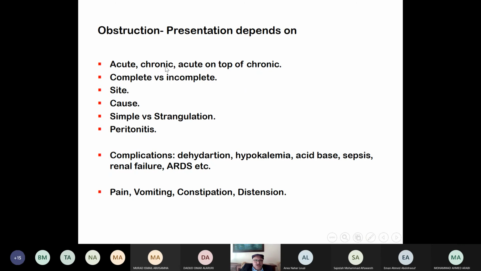Is it acute, chronic, or acute on top of chronic? Is it complete or incomplete? Where is the obstruction? What is the cause of the obstruction? Is it simple or strangulated? Is there associated peritonitis or not? So these are very variable factors. That's why the presentation is so much different and the management is different according to these.